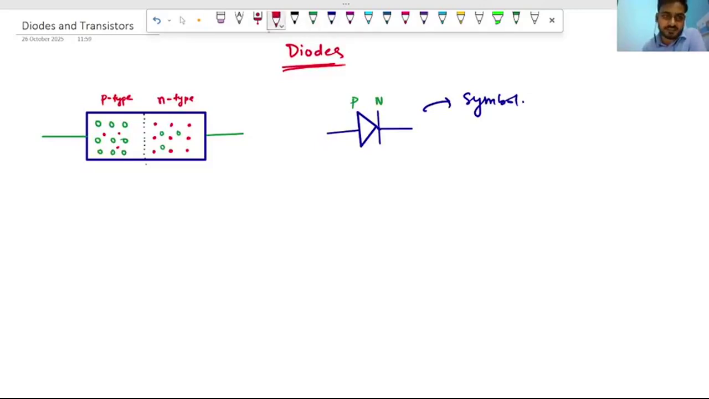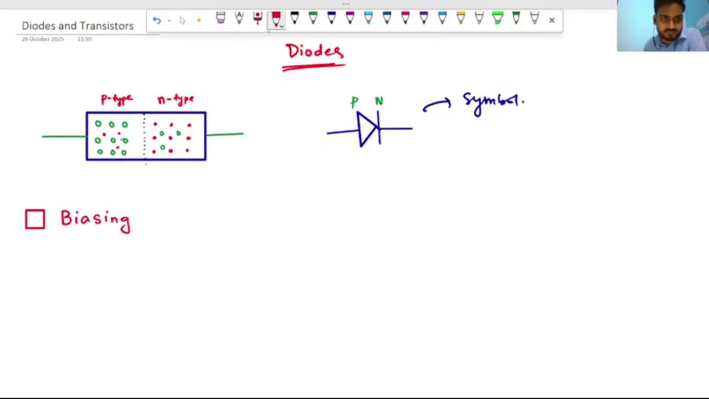Then we have to bias it, that is, we have to apply a battery. Only then will it be useful. Otherwise it has no work. It is of no use unless biasing is applied. Now we'll discuss biasing.